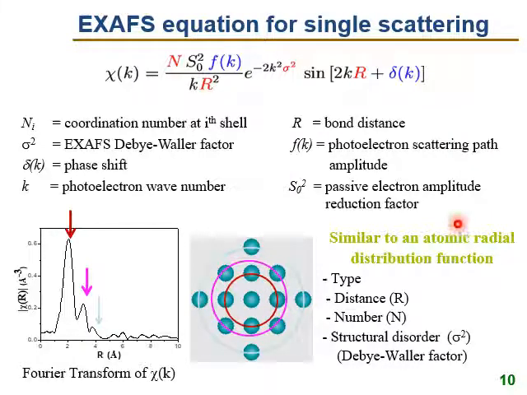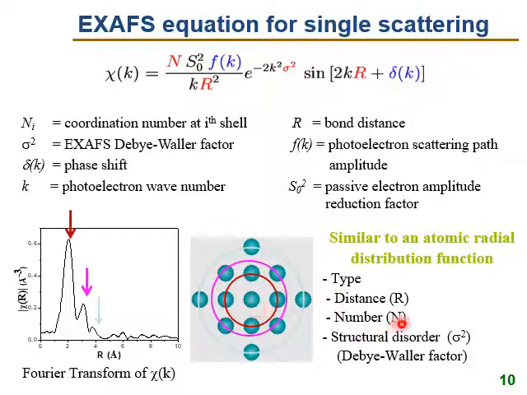So this is how EXAFS data can be interpreted, by fitting to the equation derived from the theory of single scattering. As you can see, there are 4 main parameters that we can obtain from EXAFS that we label here. The first is the distance R. This is the distance from the surrounding atom to the probe atom, as shown in this figure. Second is the number of surrounding atoms, which can also be shown in the peak area here. So this is the number of surrounding atoms.